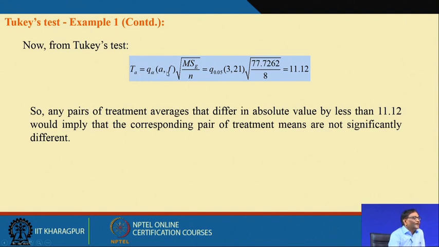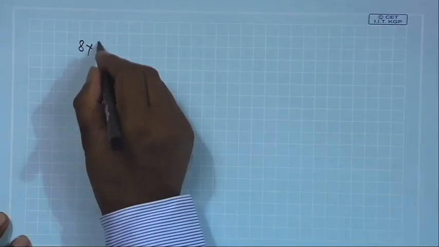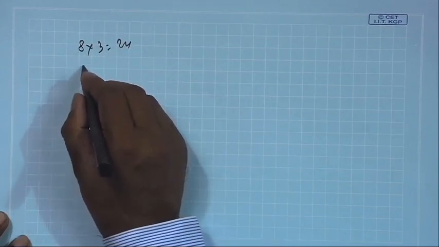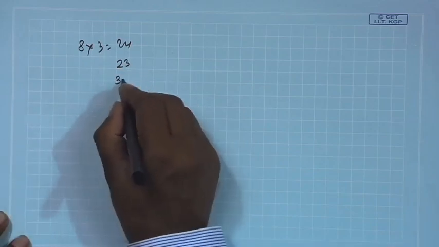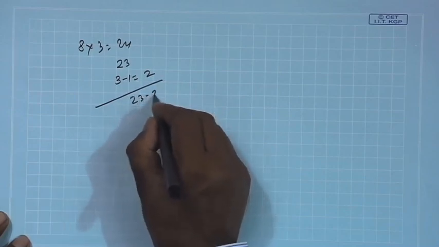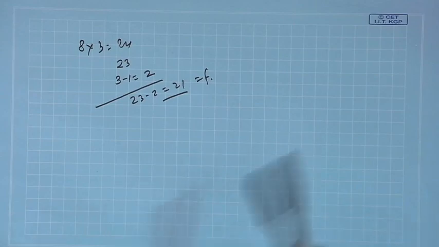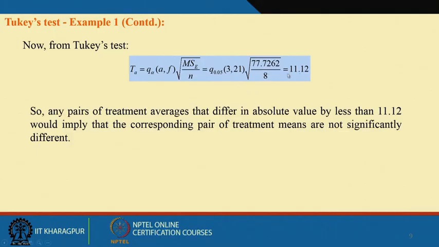The threshold value is q alpha (a, f) times the square root of MSE by n. Here q 0.05, alpha you have considered 0.05. There are three treatment levels, and 21 is coming from the error degrees of freedom. As I told you, you require to know the f value. The f value is the error degrees of freedom. For this example there are 24 observations, so the total degrees of freedom is 23, the treatment degrees of freedom is 3 minus 1, which is 2, and the error degrees of freedom is 23 minus 2, equal to 21, which is also f. If you put this value, this will be 11.12.